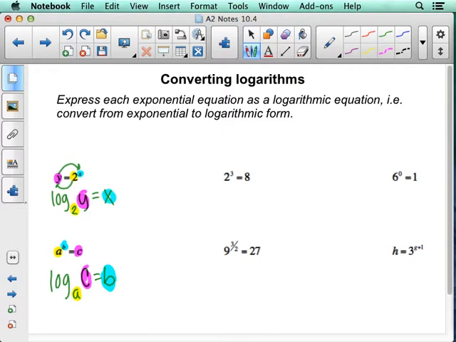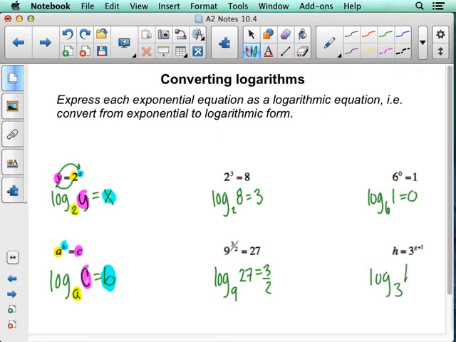All right, moving on. So this one's going to be log base 2 of 8 equals 3. Here we have log base 9 of 27 equals 3/2. And this is log base 6 of 1 equals 0. And here we have log base 3 of h equals g plus 1.